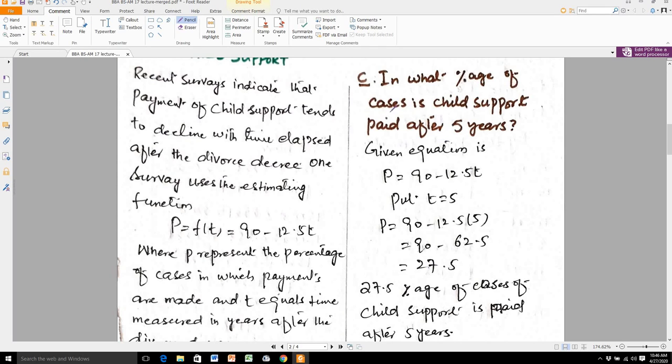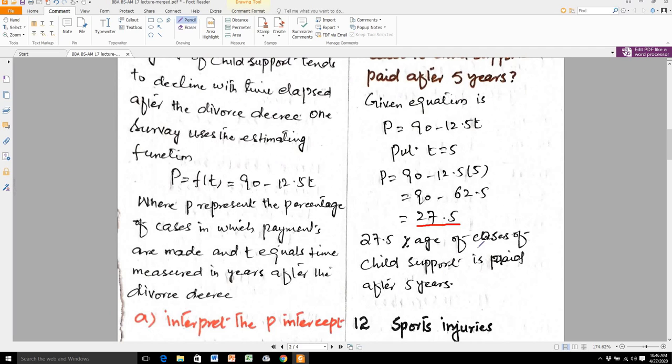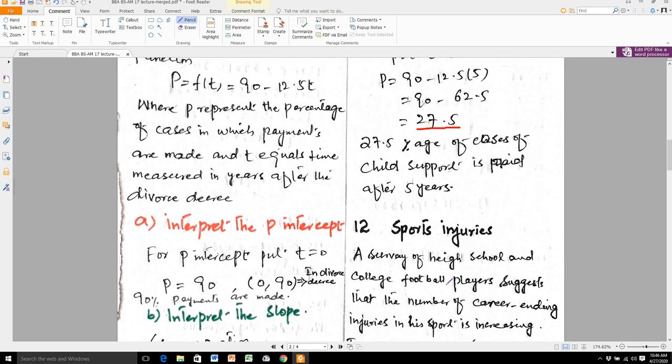So in what percentage of cases is child support paid after 5 years? This represents that in 27.5% of the cases child support is paid after 5 years. It means after 5 years this portion of the percentage gets their payments. Hopefully you understand this.